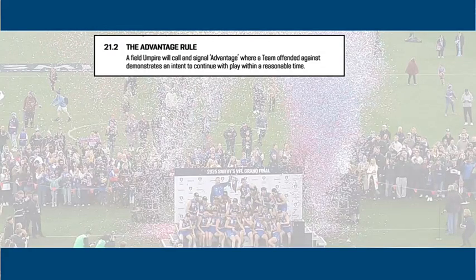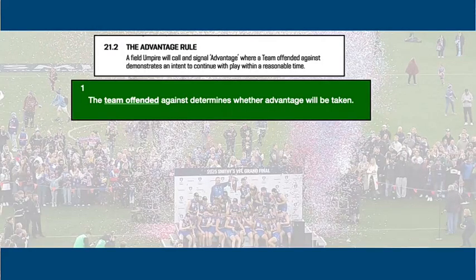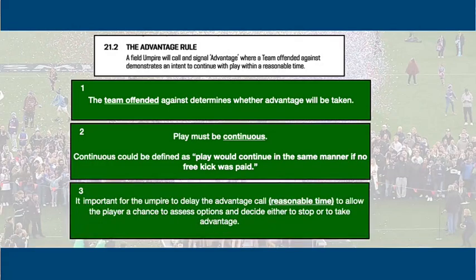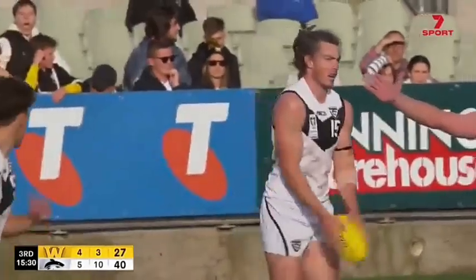So let's break it down to a step-by-step situation. Firstly, the team offended against determines whether the advantage will be taken. Secondly, the play must be continuous. So for us, we describe continuous as play would continue in the same manner if no free kick was paid. And thirdly, it's important for the umpires in these situations to delay the advantage call, which is what we say is reasonable time to allow that player the chance to assess options and decide either to stop or take the advantage. So let's put this into practice and have a look at a few different edits.